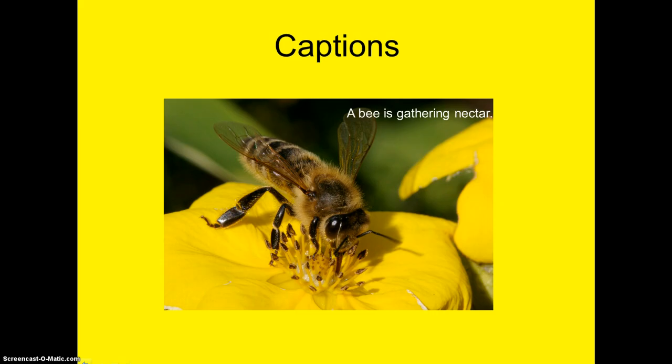Captions are short phrases found near photographs or images that give information about the pictures. Captions may be found above, below, or next to an image. Here is a caption found within the photo of a bee on the flower. The caption says, "A bee is gathering nectar."